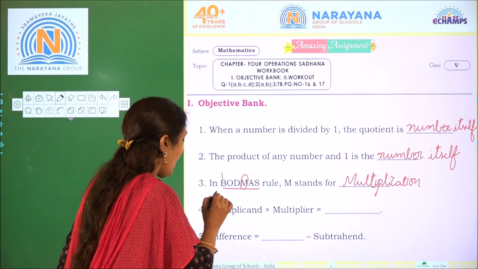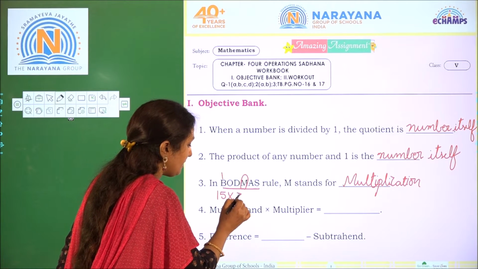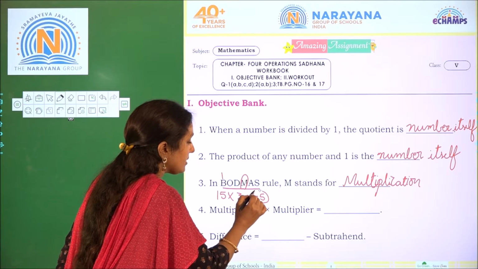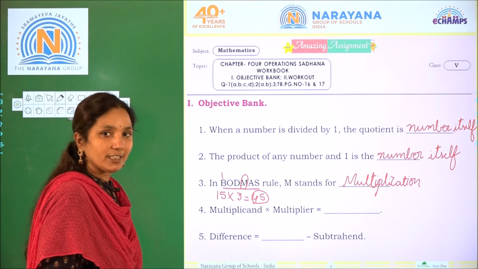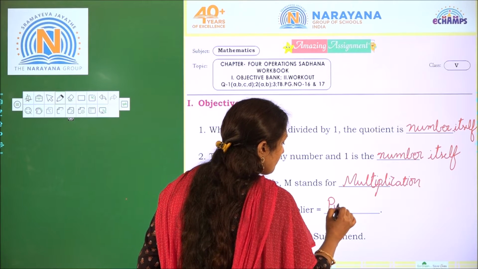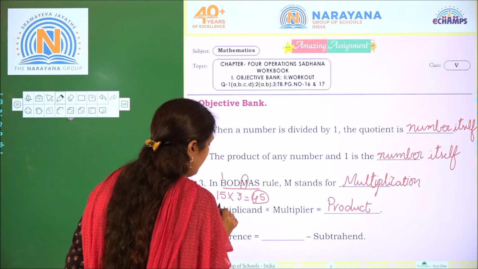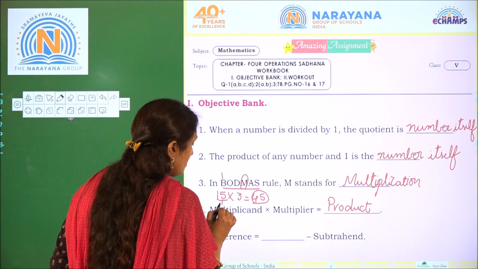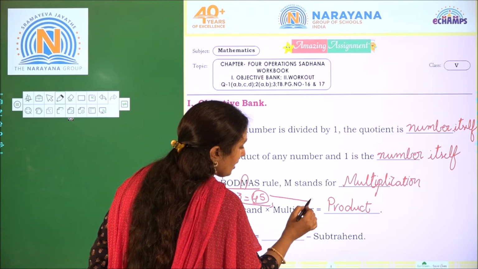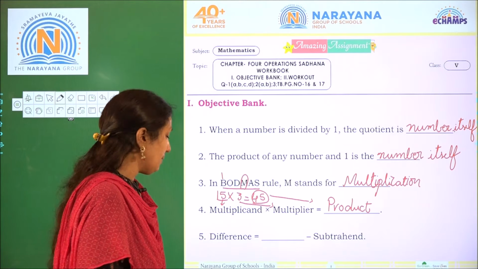Fourth one: multiplicand and multiplier equal to dash. Suppose I am going to multiply 15 into 3. 15 3s are 45. What we call this result of multiplication? We call it product. Here 15 is multiplicand, 3 is multiplier and 45 is product. So the result of multiplication is product.